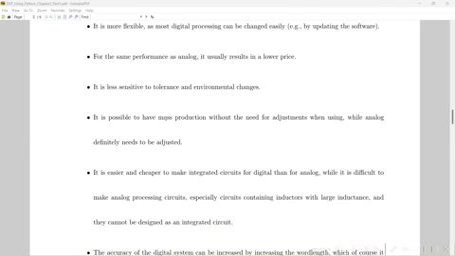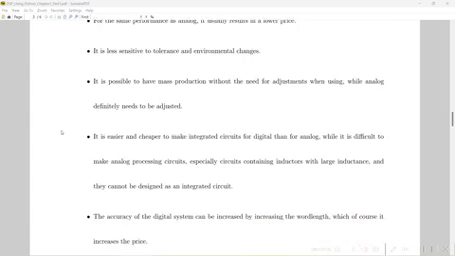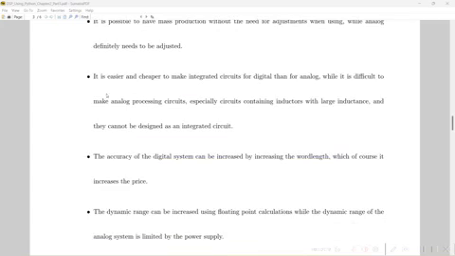It is possible to have mass production without the need for adjustments, while analog definitely needs to be adjusted. And it's easier and cheaper to make integrated circuits for digital than for analog, while it's difficult to make analog processing circuits, especially circuits containing inductors with large inductance, and they cannot be designed as an integrated circuit.